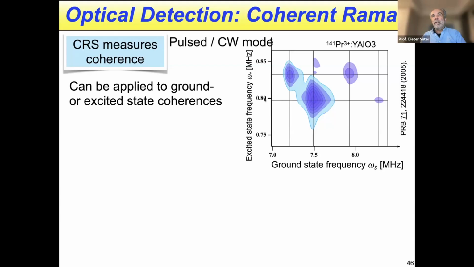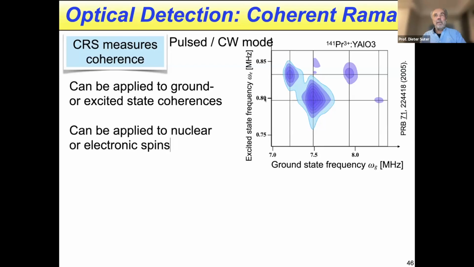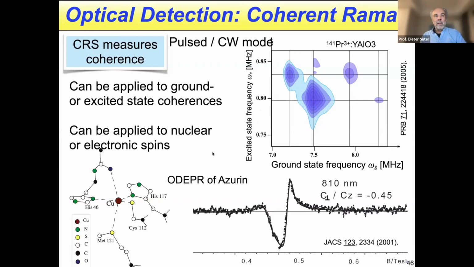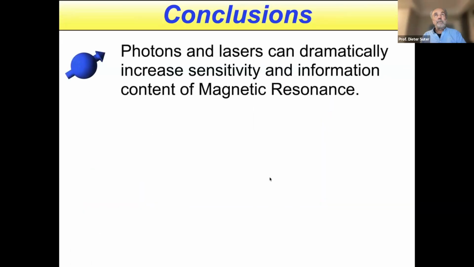So the vertical axis is the NMR transition frequency in the excited state, the horizontal axis in the ground state. And you can do that for the nuclear spin, as in this case for praseodymium, or you can do it for electronic spin, like in this case, a metalloprotein named azurin. So let me skip a few slides again, and I should come to the conclusion.